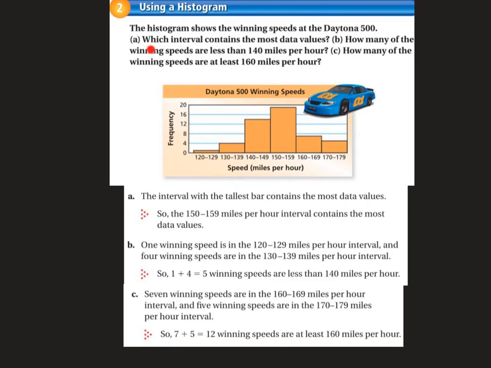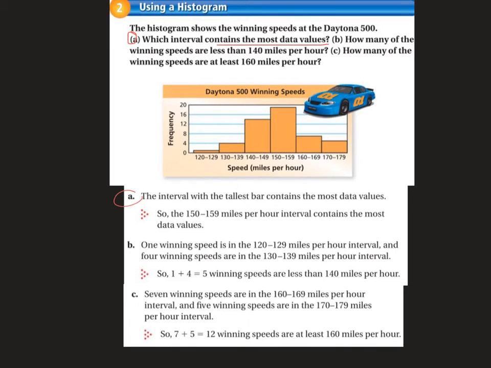All right, so we have another histogram here, or we're going to start by looking at this histogram. This is showing the winning speeds at the Daytona 500, which is a car race. So they took all the Daytona 500 and said, okay, the car that won, what was its speed, right? And how many cars had that speed? How many times did this happen, the frequency? And we got a couple of questions here. Let's look at our first question. Question A here is saying which interval contains the most data values, or which one maybe is the mode of this, right?